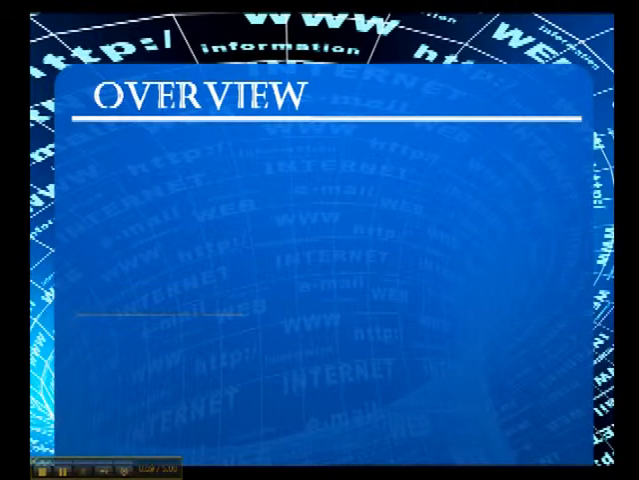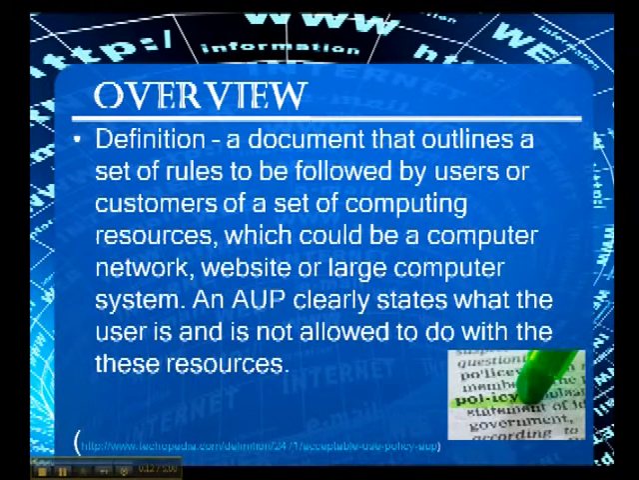An acceptable use policy, often called an AUP, is a set of rules that users of a network must abide by, which states how the network may be used. Techopedia defines an acceptable use policy as a document that outlines a set of rules to be followed by users or customers of a set of computing resources, which could be a computer network, website, or large computer system. An AUP clearly states what the user is and is not allowed to do with these resources.